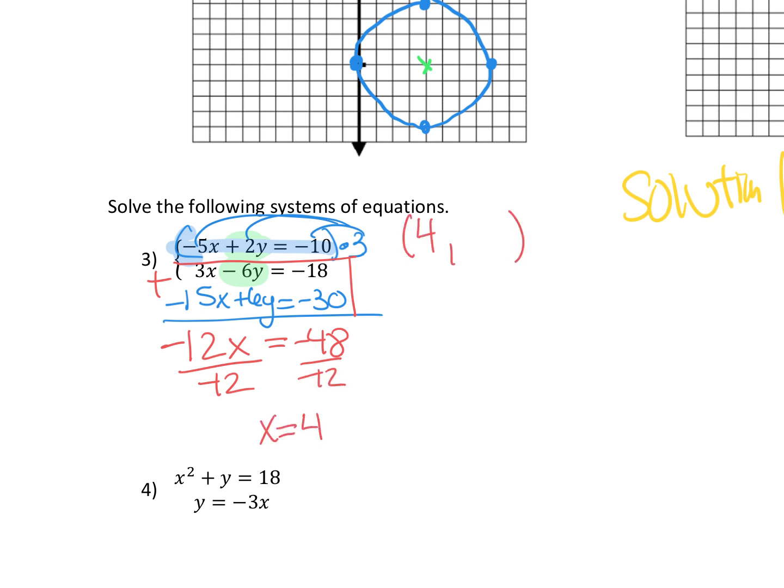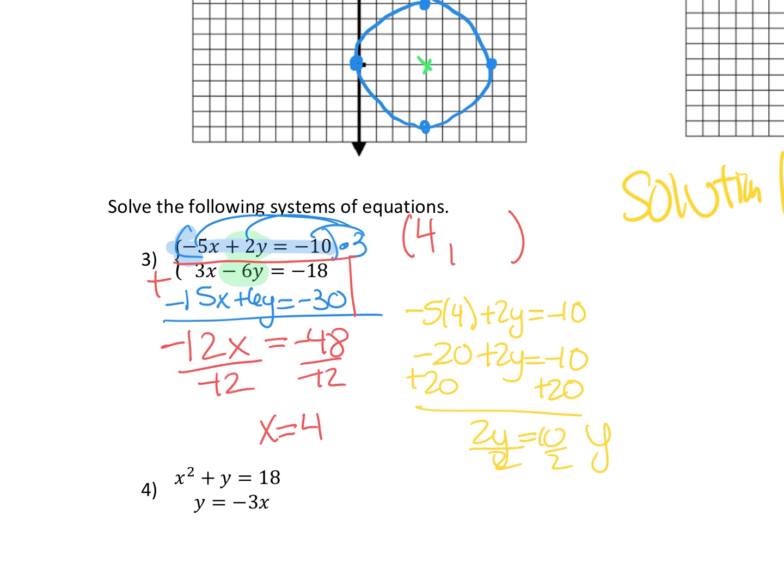So now don't forget, a solution to a system always has two answers, or two parts of the answer, because it's a point. So I need to plug 4 back in to solve for y. So I can do it in either equation. I'm going to do it in the top equation. Again, you could do it into either equation. And I'm going to get that y is 5. So my solution would be 4, 5.